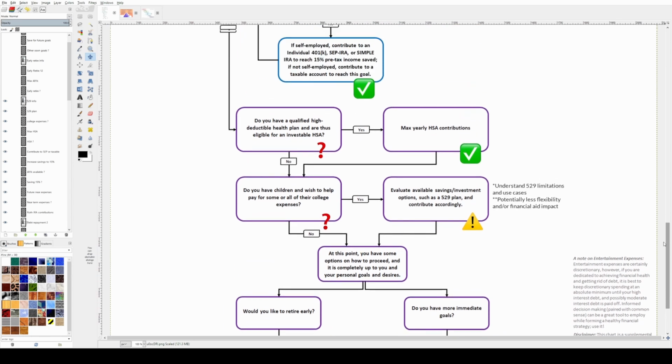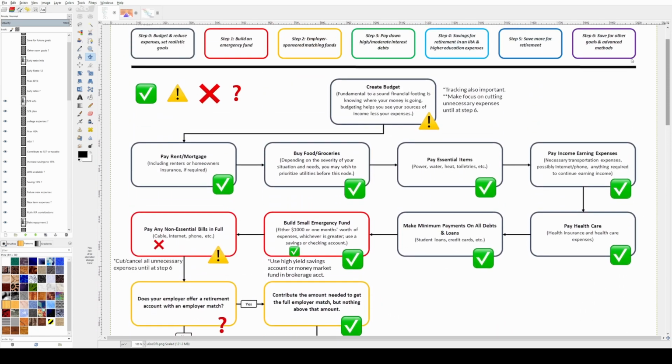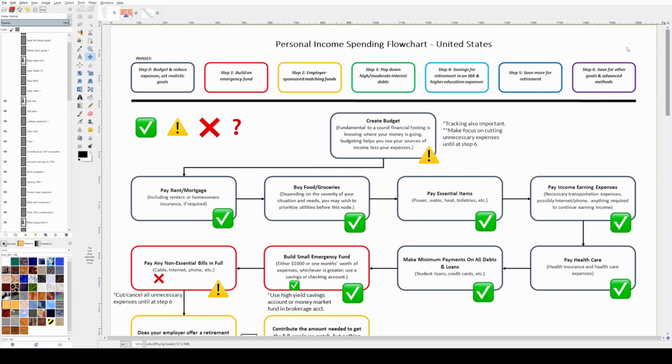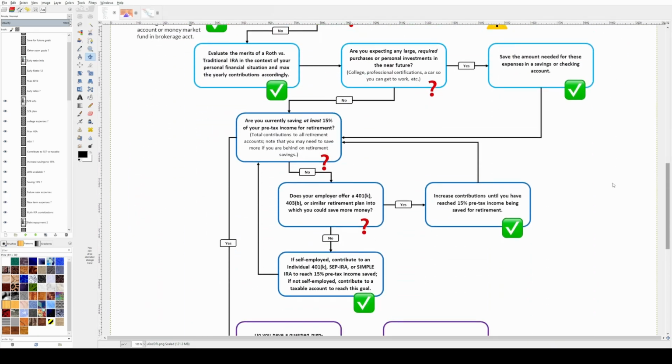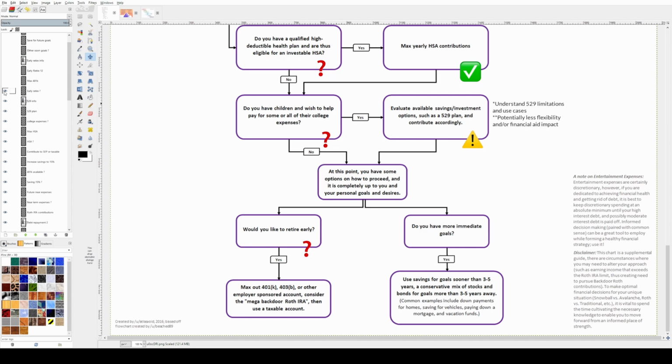Put another way, if you've completed this flowchart and are following this system, you are going to systematically build wealth over time. Though if you do have some other goals, there are some things you can consider. For instance, if you're interested in potentially retiring early, and this doesn't necessarily have to be early retirement, it could just be financial independence, there are some other accounts and contributions you can continue to make that should be considered.